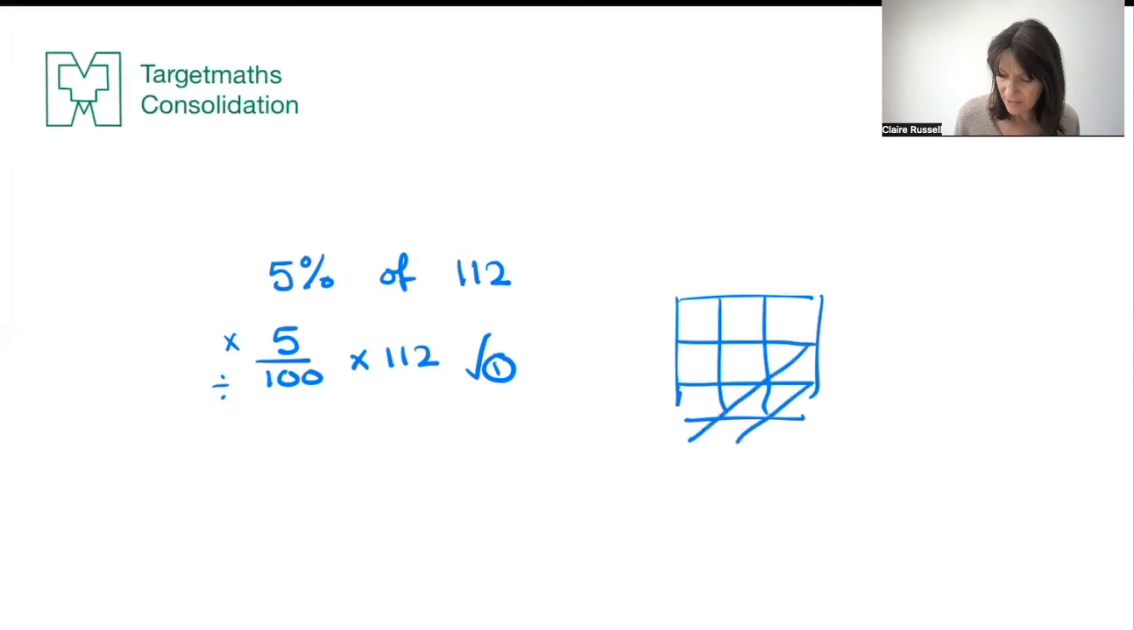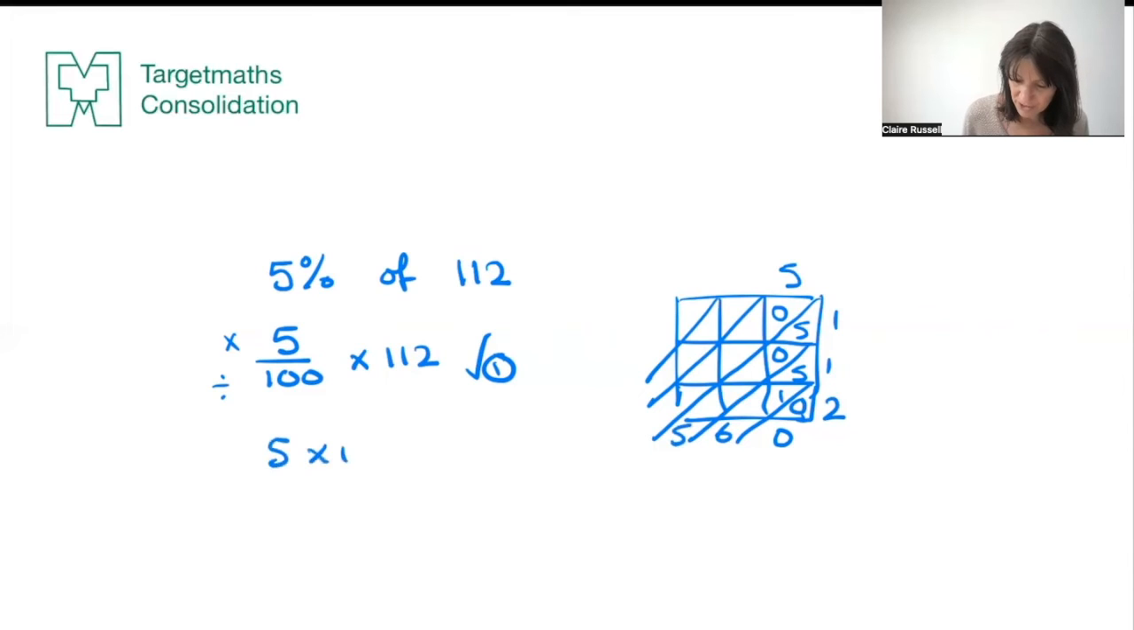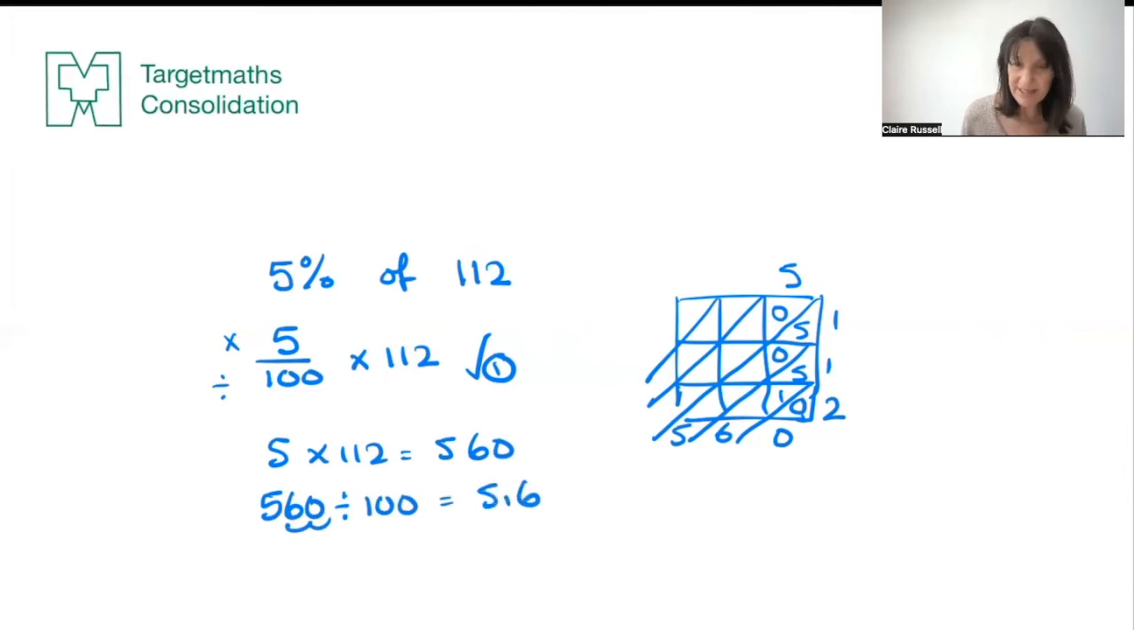Okay, so set your gridding up, and we are doing 5 times 112. So we've got 0, 5, 0, 5, and 10. 0 drops out, 6 drops out, 5 drops out. So 5 times 112 is equal to 560. 560 divided by 100, just in 2 places, 5.6.